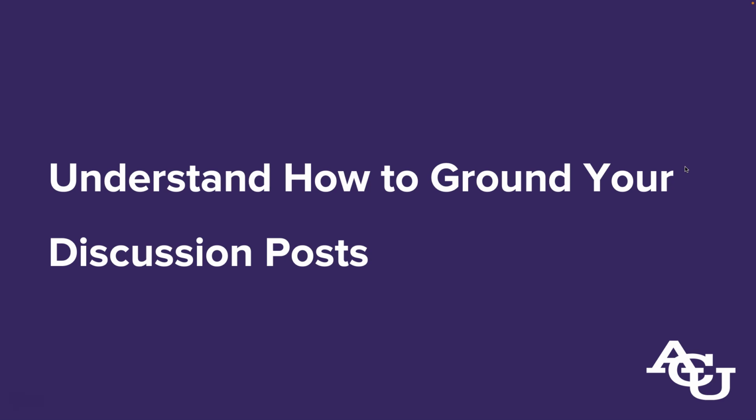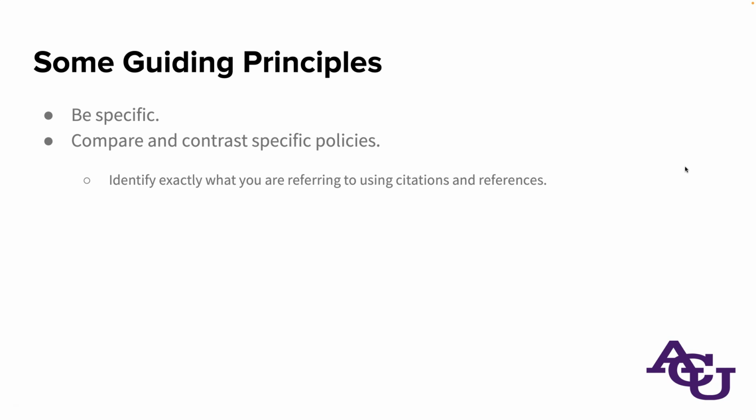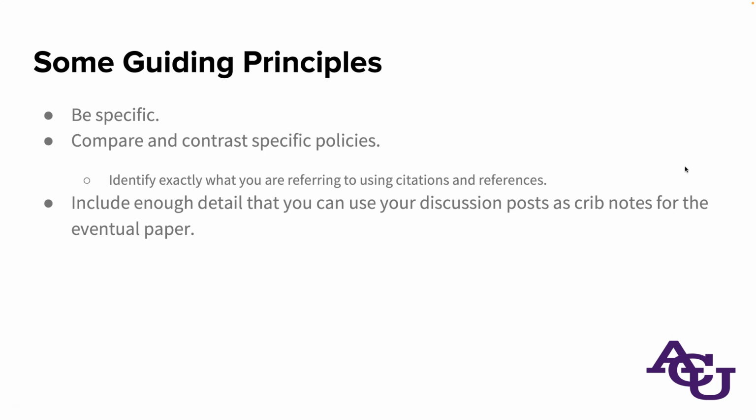All right, so let's talk about those discussion posts and some guiding principles. Be as specific as you can. Compare and contrast specific policies, and when you're doing so, identify what you're referring to using citations and references. This is in part to make it easier when you're going through the paper and you don't need to say, okay, which one was that again? But just include that specific detail, author date citations.